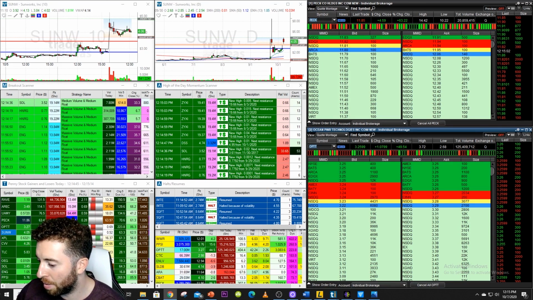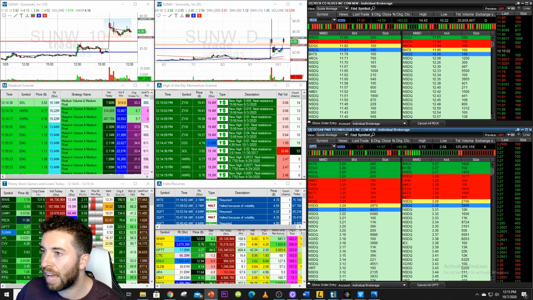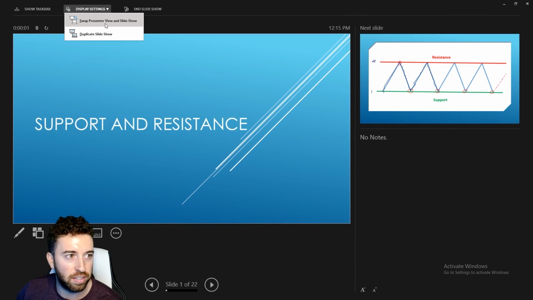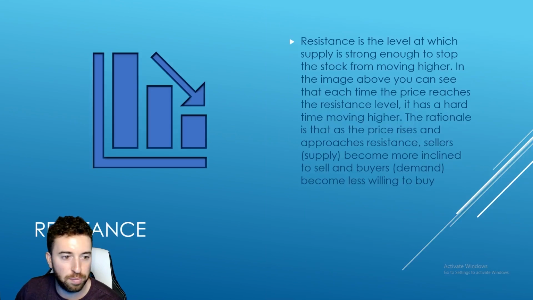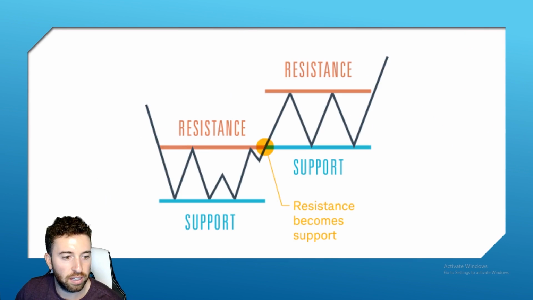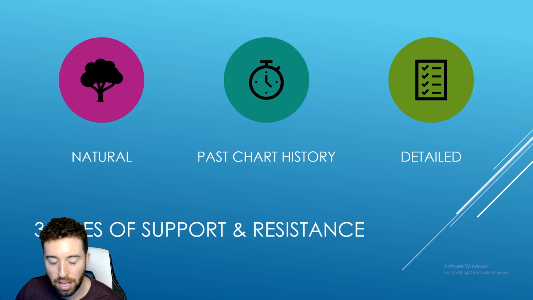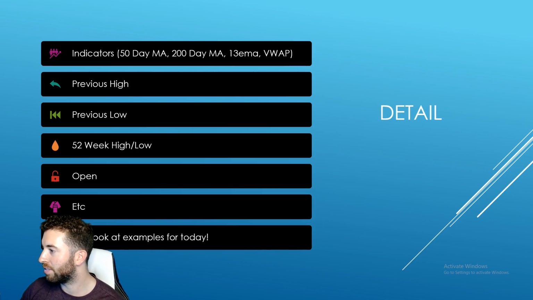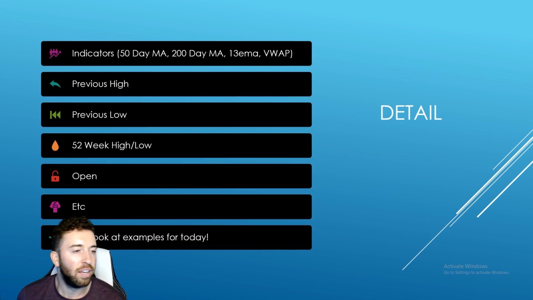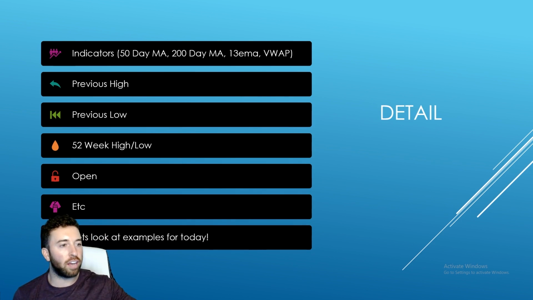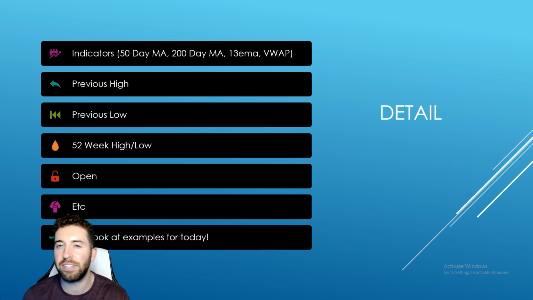So, let's keep this going here. What's the last thing that we need to be going over on these plays right here? The last thing we need to be going over is not only, of course, our natural past chart history pattern, but this is also going to be detailed. Okay, so what's detailed now? Well, detailed is going to be anything that we kind of have to look up. Detailed is going to be the 50-day moving average, 200-day moving average, 13 EMA, the VWAP, right? Our indicators. This may be a previous high, a previous low, a 52-week high, the open, the close, right?